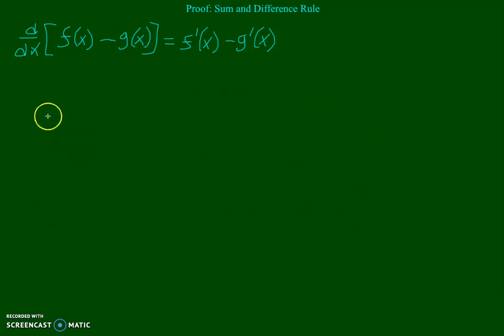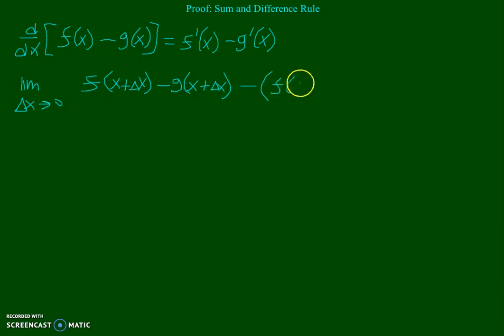The difference rule is going to be very similar. So we take the limit as delta x approaches 0 of f of x plus delta x minus g of x plus delta x minus f of x minus g of x, and that's all over delta x.